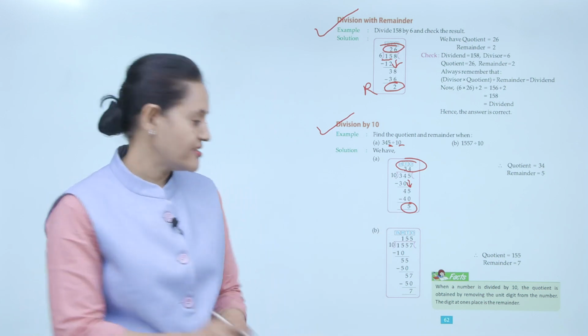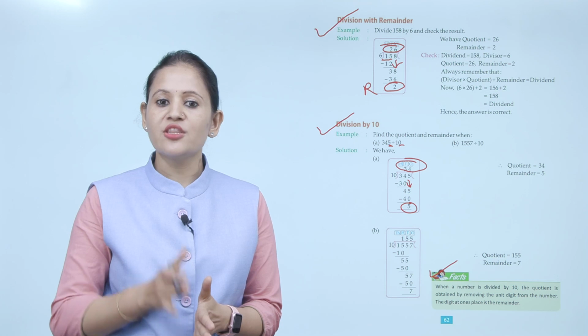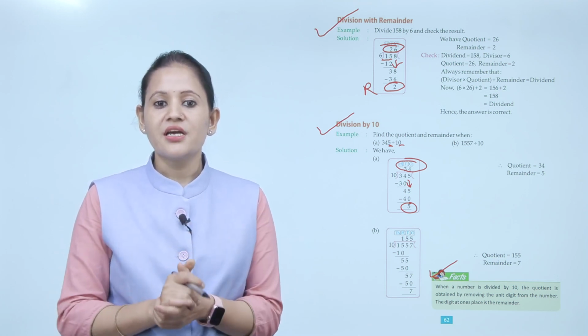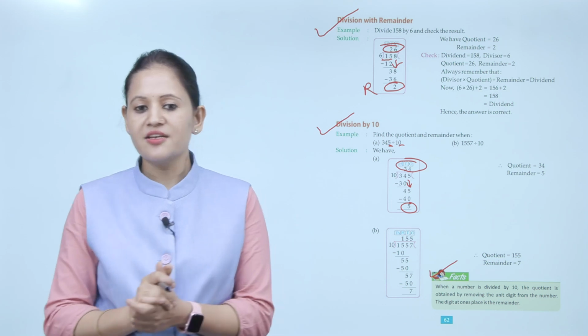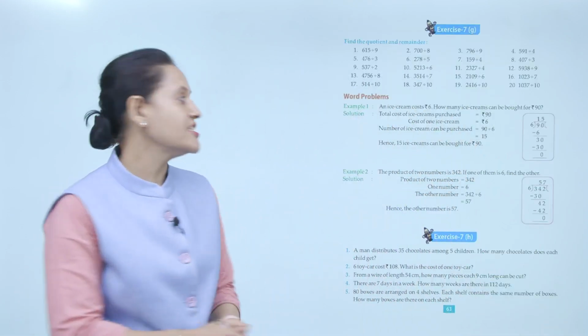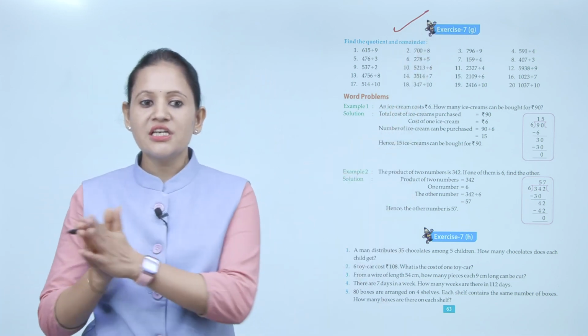Clear? Next is fact. When a number is divided by 10, the quotient is obtained by removing the unit digit from the number. The digit at one's place is our remainder. Next is exercise 7G. Find the quotient and remainder.